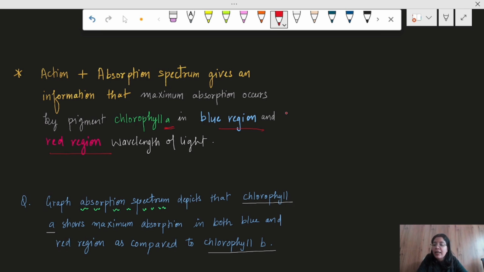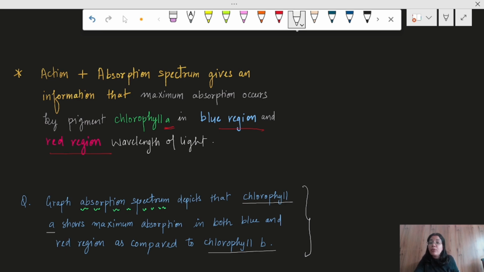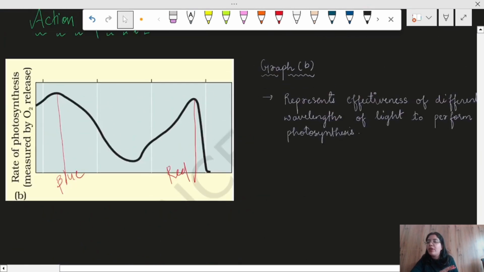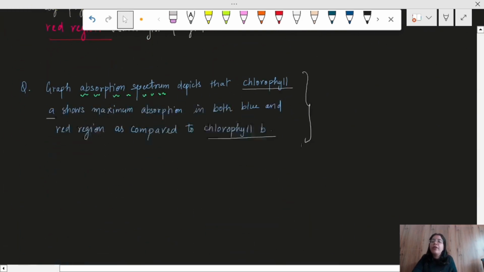After that, you can see I have given one question. Graph absorption spectrum depicts that chlorophyll A shows maximum absorption in both blue and red region as compared to chlorophyll B. You just try to analyze the absorption spectrum graph and give the answer to this question: can you say that chlorophyll A is showing maximum absorption in the blue region also and in the red region also as compared to chlorophyll B? Just now I have told you. Okay, just see, in both regions, is chlorophyll A showing maximum absorption as compared to chlorophyll B? Just give me the answer to that, right?